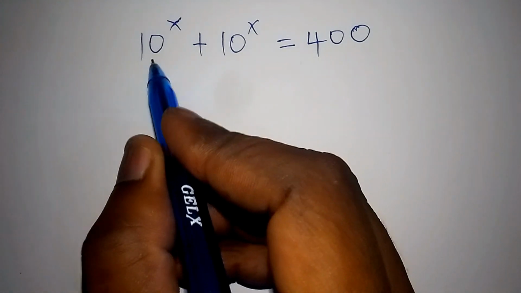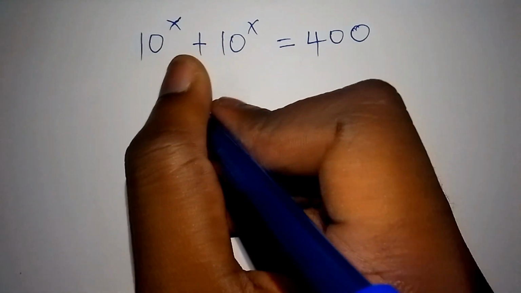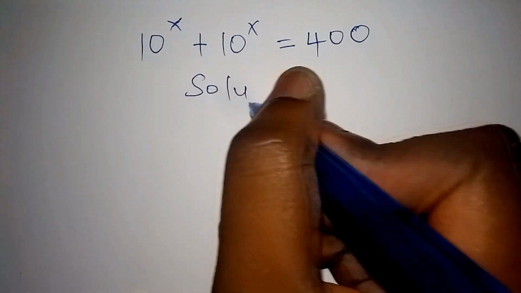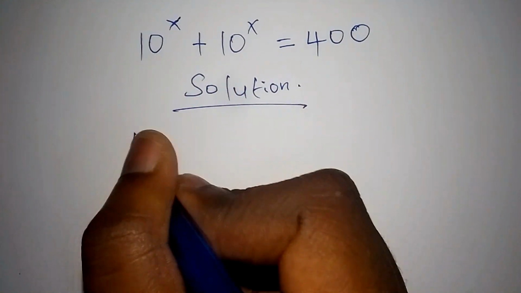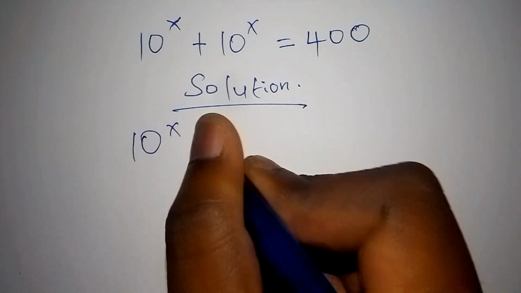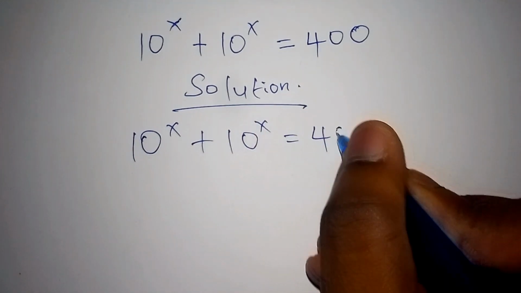Before that, we have 10 to the power of x plus 10 to the power of x is equal to 400. So our solution: we have 10 to the power of x plus 10 to the power of x is equal to 400.